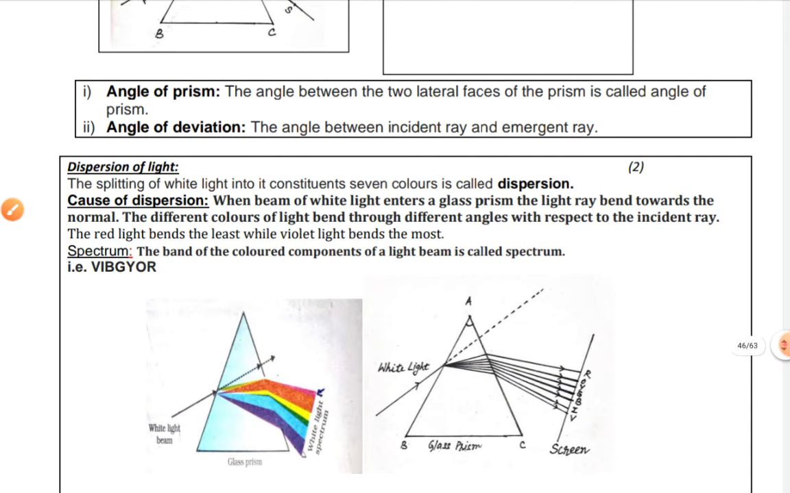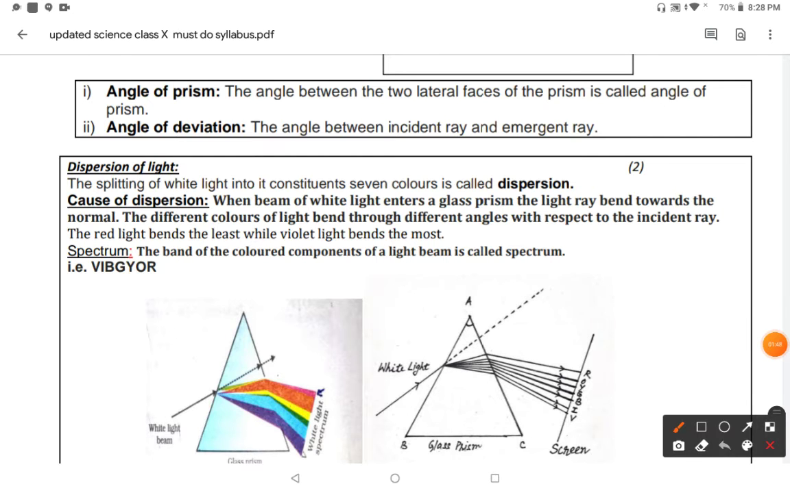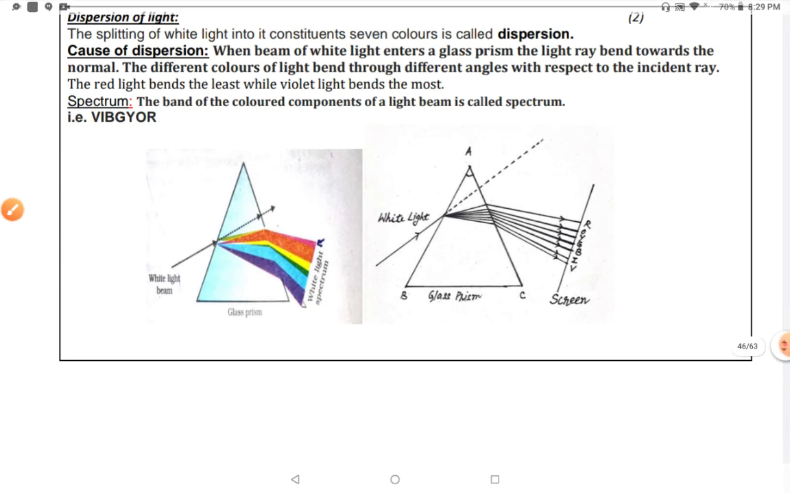Now the next concept is dispersion of light, which means the splitting of white light into its 7 colors. And what is the cause of dispersion? When a beam of white light enters the glass prism, the light bends towards the normal, and the different colors of light bend through different angles with respect to the incident ray. The red light bends the least while the violet light bends the most. So the angle of deviation of the violet color is more as compared to the red one.